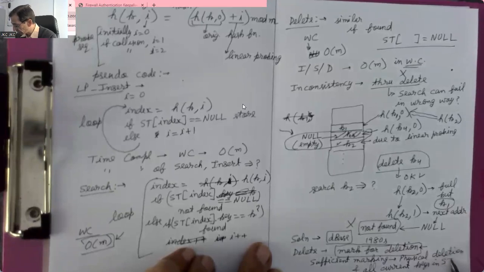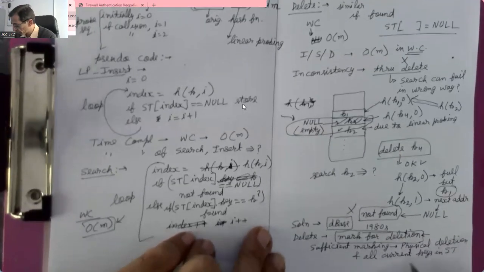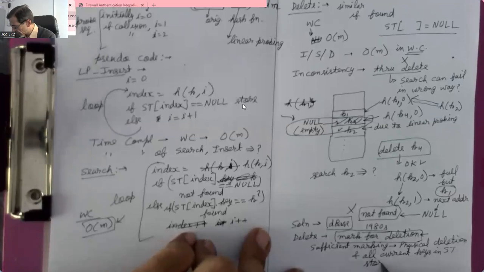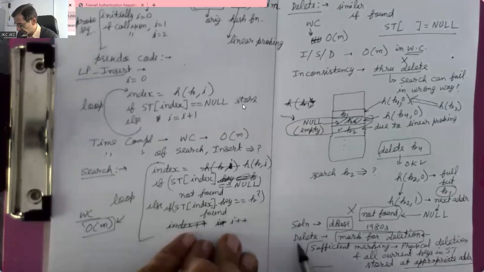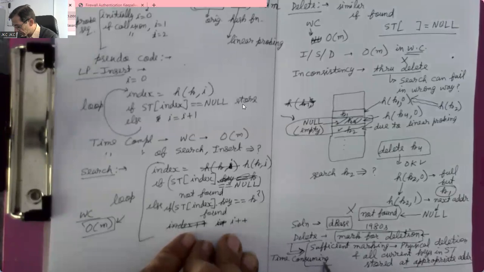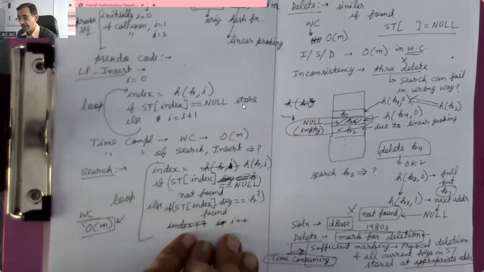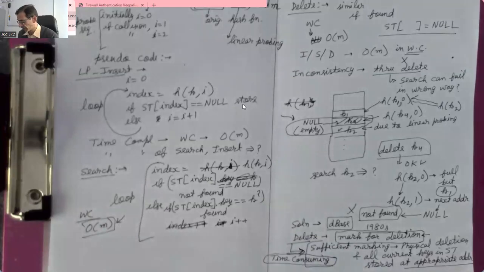So current keys in ST have to be stored appropriately through the corresponding hashing addresses, so that their logic doesn't fail. All that has to be done at some stage, and physical deletion used to be done later, which was obviously quite time consuming, because this activity will take a lot of time. All those values which are available have to be put at their corresponding addresses, etc.